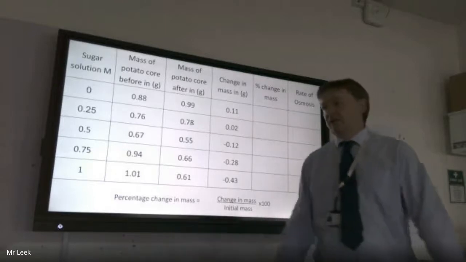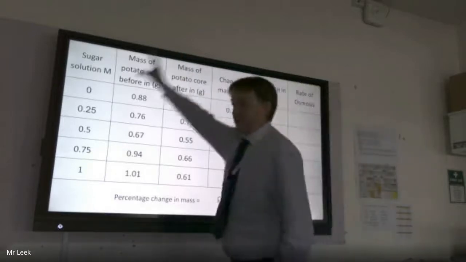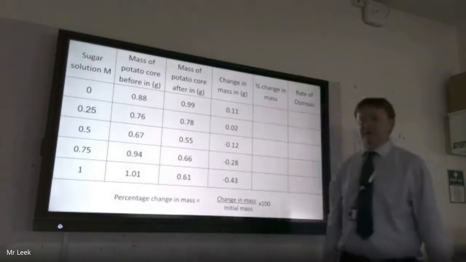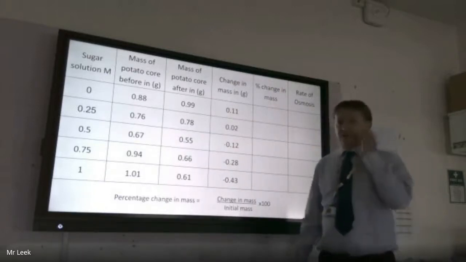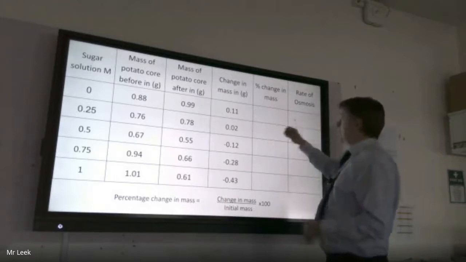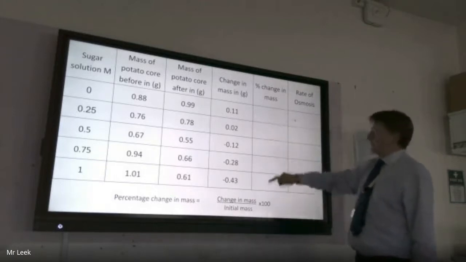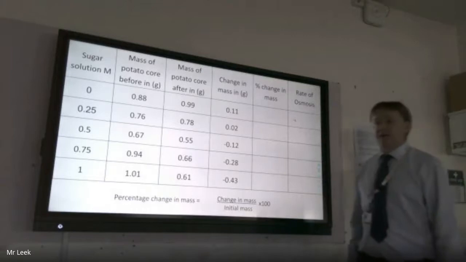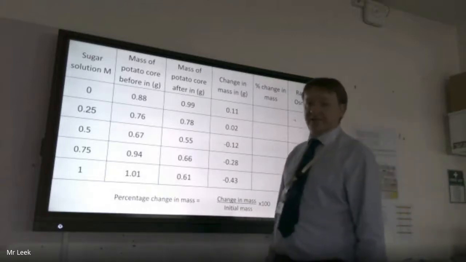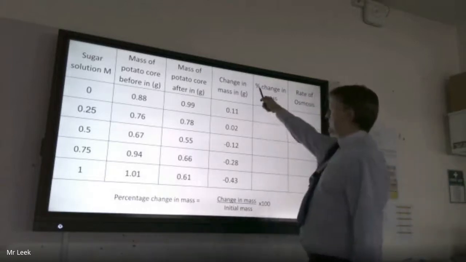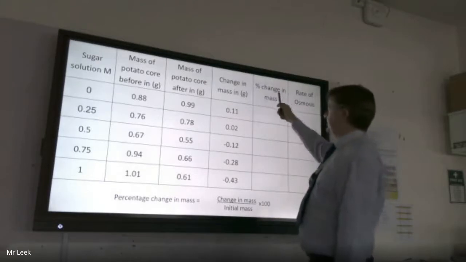Okay, good. Now, what you should have is that table written down. These are results from the practical that we've been doing. What we now need to do is fill in those columns. These are the sort of questions you'll get asked in your exam. The first one we're going to do is percentage change in mass.